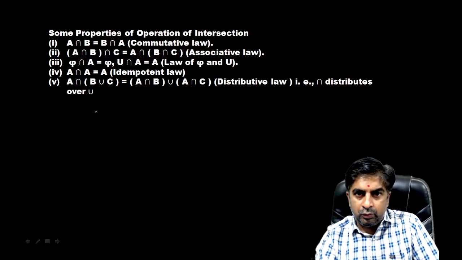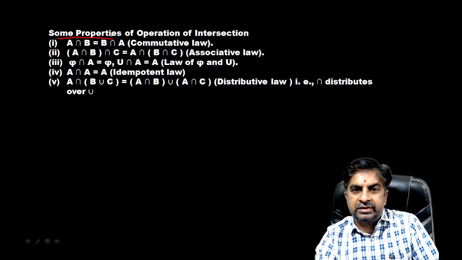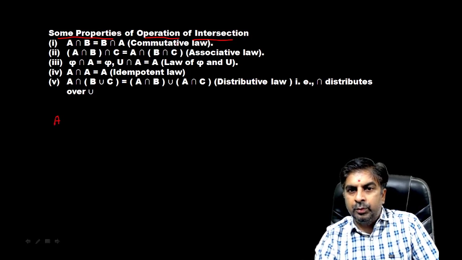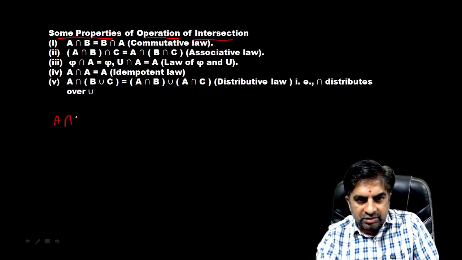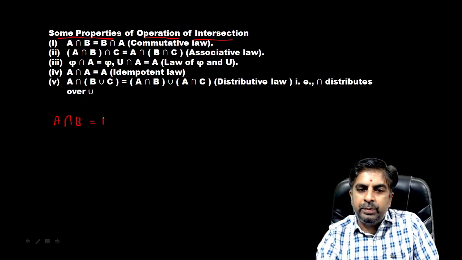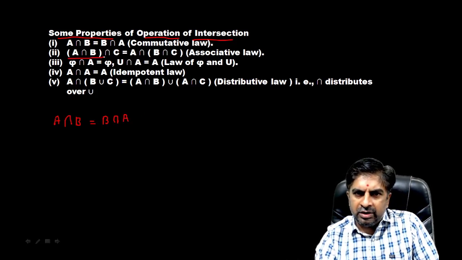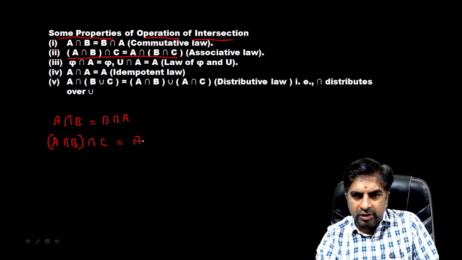Okay. Now some of the properties of the operation of intersection, guys. Again the same thing as I said: commutative law, A plus B equals B plus A. Same way here, A intersection B will be equal to B intersection A. This is the commutative law. In the same way, in the associative law also you will get the same: A intersection B, after getting the answer, if you intersect with C, that will be equal to A intersection B intersection C.